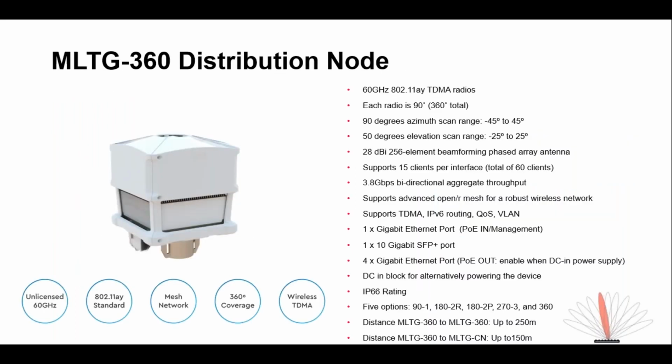Okay, so the distribution node. This distribution node or access point has 4 90-degree radios. It has a lot of dB gain, improved from our Omni. It has 28 dB gain while scanning 90 degrees. Look at the picture on the bottom right corner.